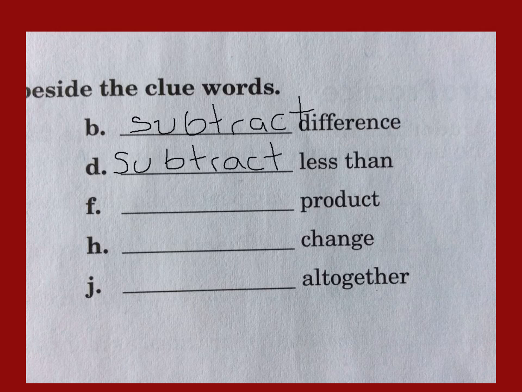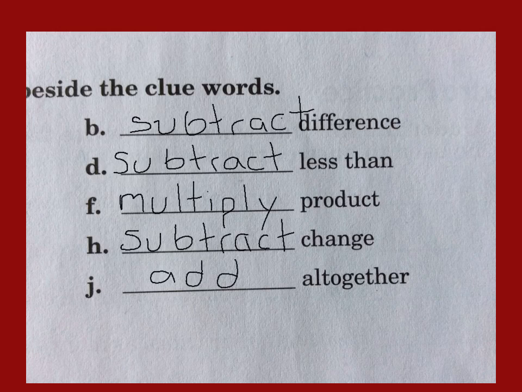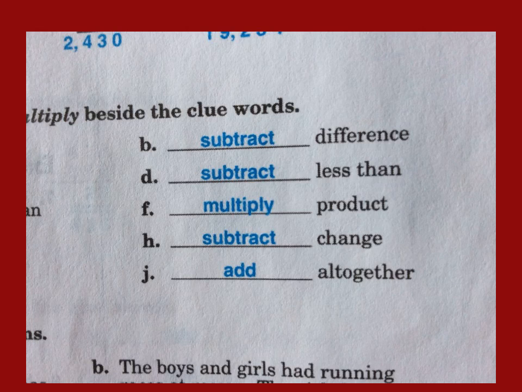F, the product. If we look up at the top of this page, the product is the answer to a multiplication problem. So if it's asking for the product, we multiply. H, it's asking for the change. When you're figuring out change, you need to subtract. And J, all together, that's when you add. Subtract, subtract, multiply, subtract, and add on that side.